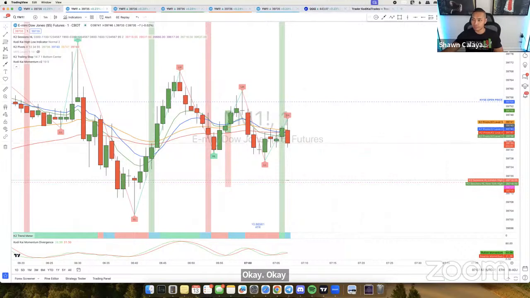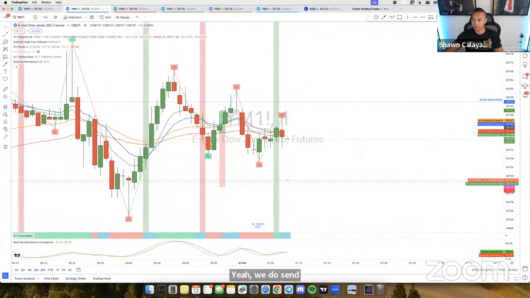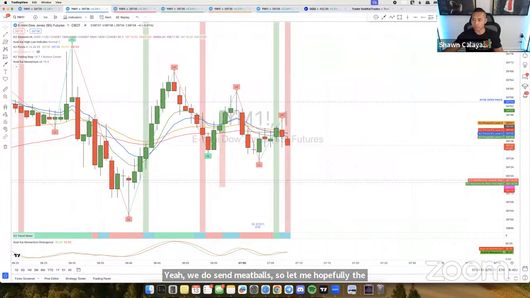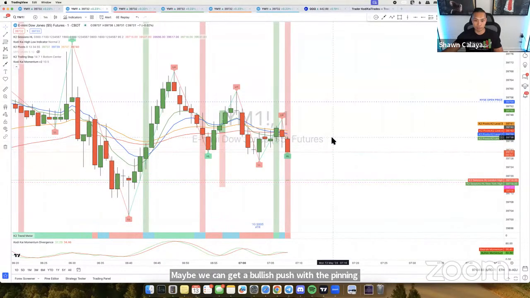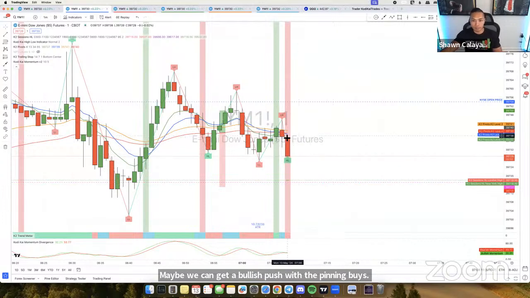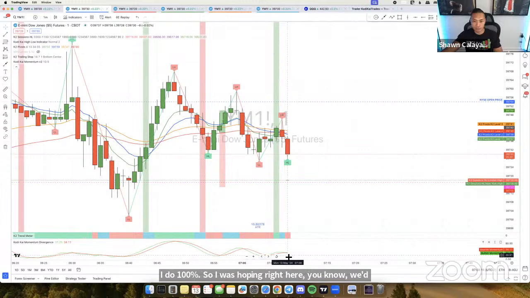Yeah, Medu said we need volatility. Hopefully the sell signal on the higher time frames closes so price can choose a direction. Maybe we can get a bullish push with the pending buys. Yeah, I agree with you too, Medu, 100%. So I was hoping right here we'd get the consolidation and price swings back up, and then we can get the momentum divergence.